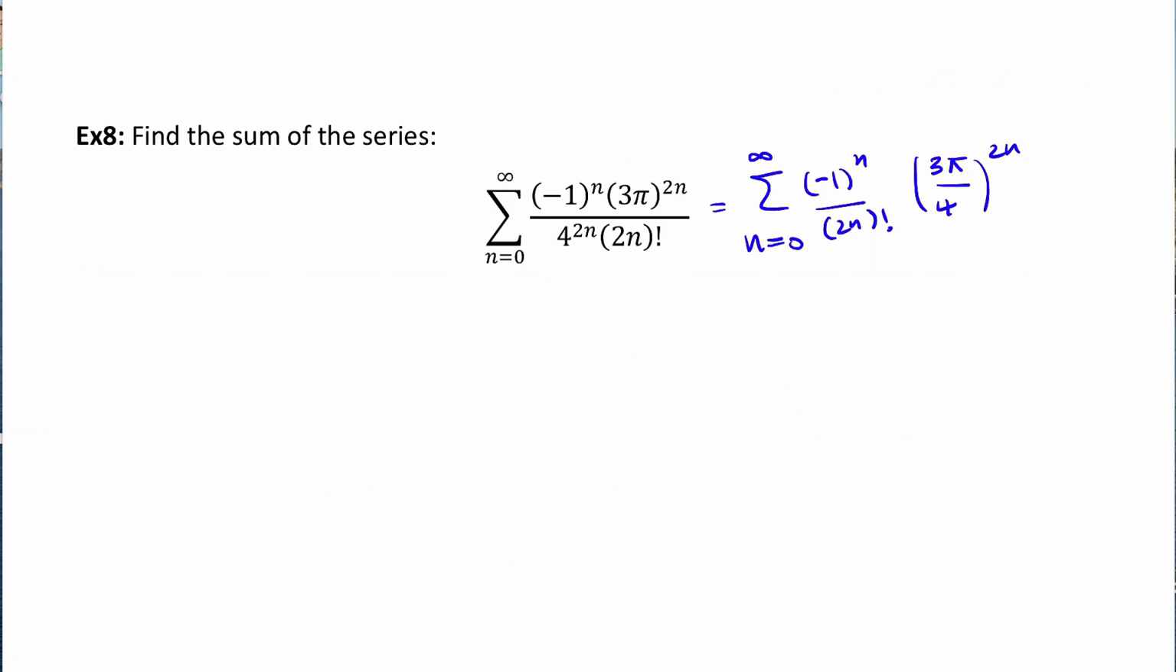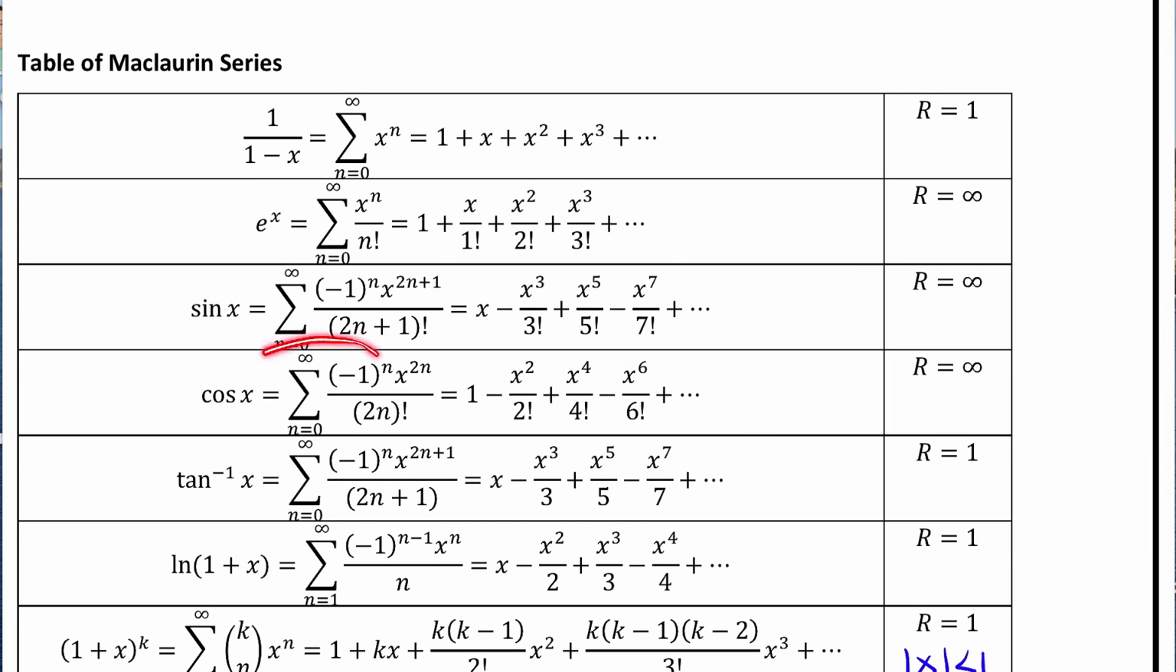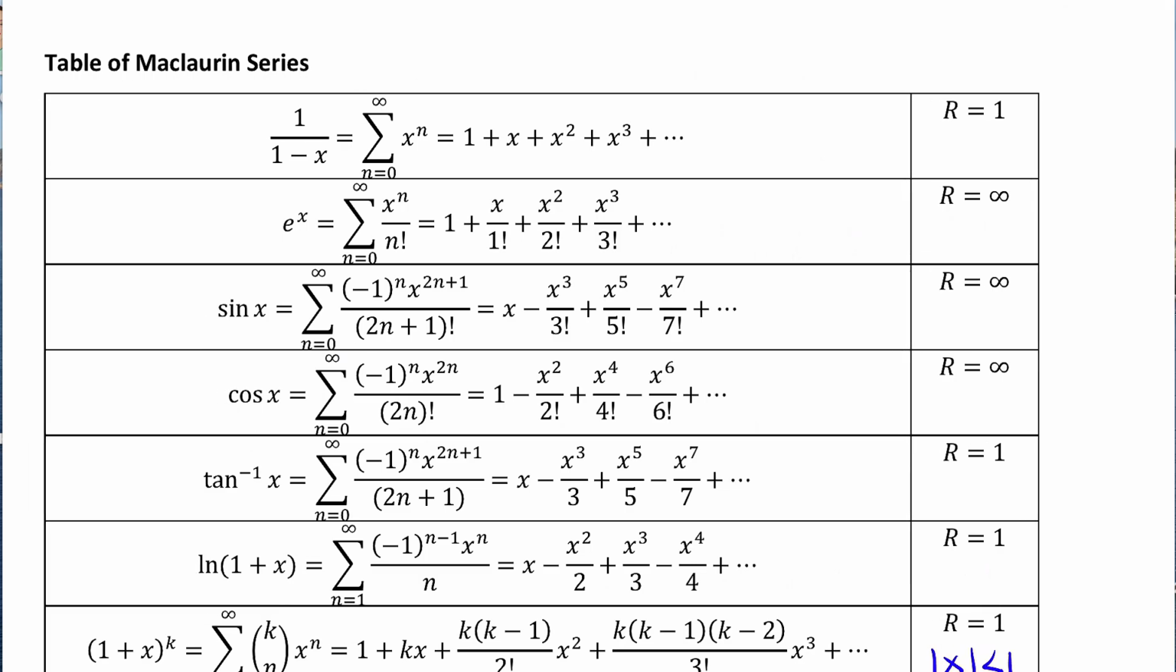So go back to a little table, and then here you have that the sum from n equals 0 to infinity of negative 1 to the n something to the 2n over 2n factorial is just cosine of that something. You see what I'm saying? By something, I mean the power series I have in example number 8 is exactly the same as cosine of x, except that instead of just x, we're replacing x with 3 pi over 4.